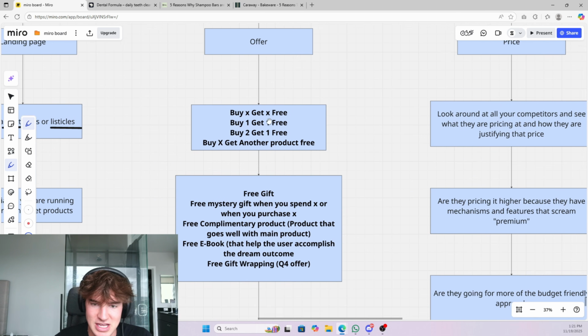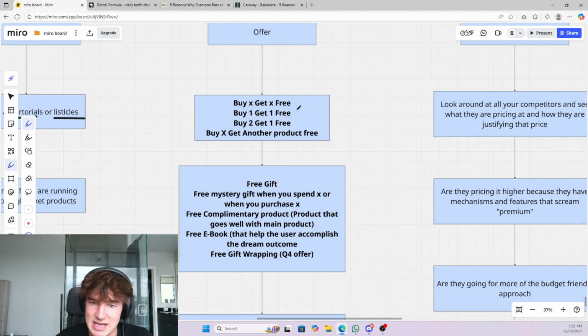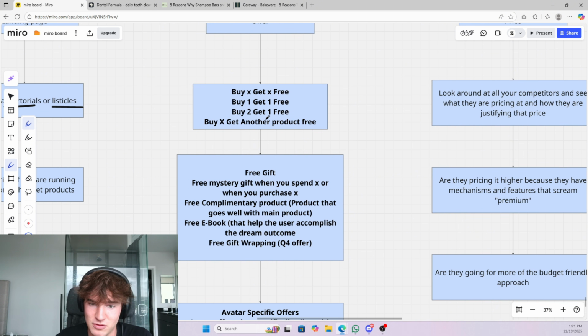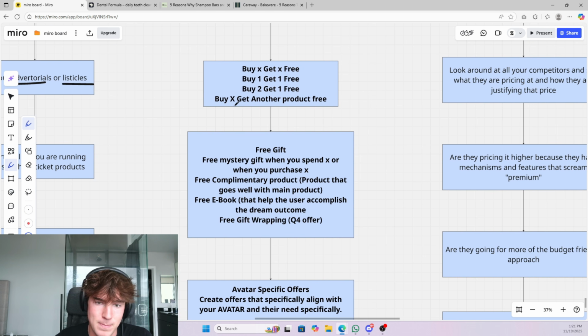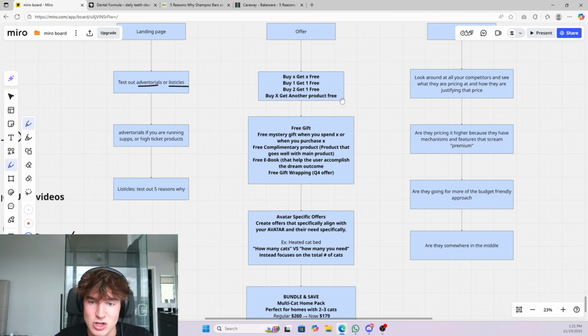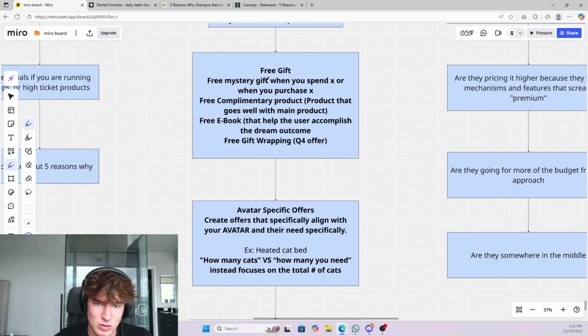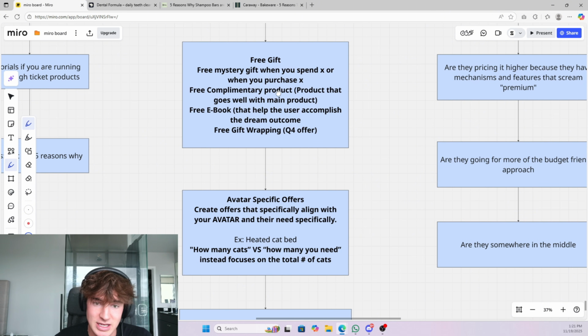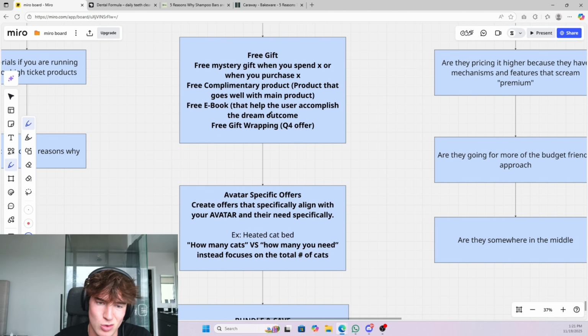So a couple of offers that you can run is buy X, get X free. So this could be buy 1, get 1 free, buy 2, get 1 free, buy X, get another product for free, just stuff like that. Another one you could run is free gifts. So a free mystery gift when you spend X, or when you purchase X, a free complimentary product, and you want this product going with the main product. That's very, very important. Make sure that they go together.